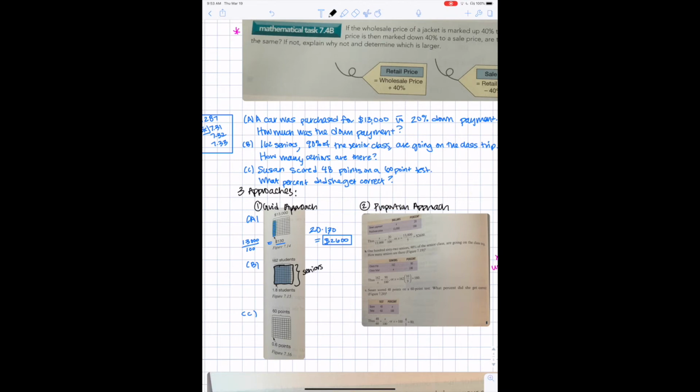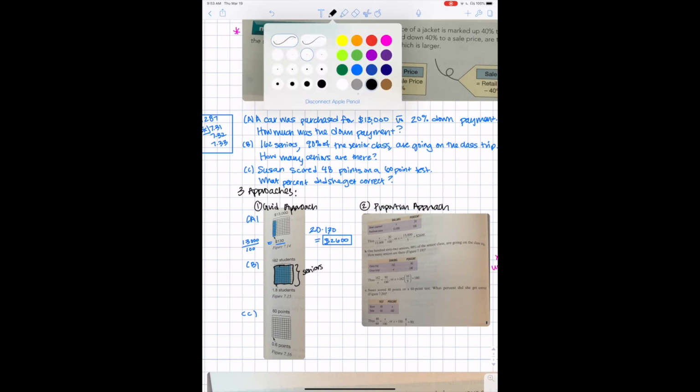And so 162 seniors, we know, is 90% of that. So that's why this 162 represents these first 9 columns. And again, we can do a little bit of arithmetic to figure out what each box represents.